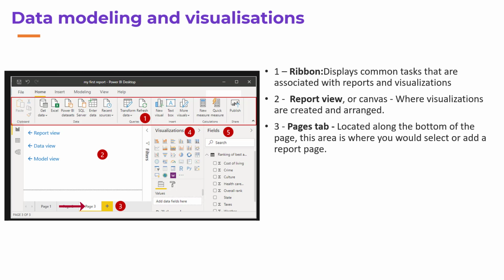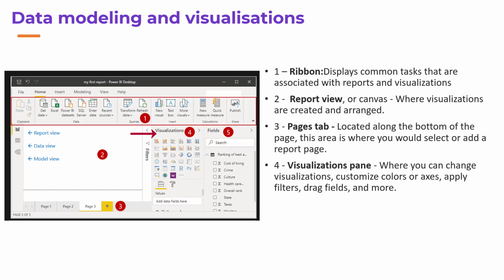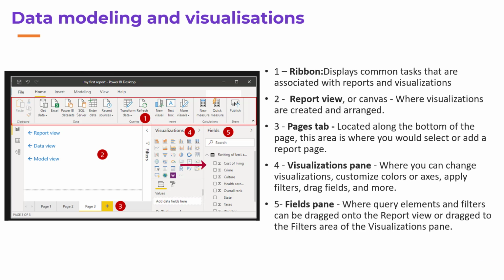3. Pages tab located along the bottom of the page. This area is where you would select or add a report page. 4. Visualizations pane, where you can change visualizations, customize colors or axes, apply filters, drag fields, and more. 5. Fields pane, where query elements and filters can be dragged onto the report view or dragged to the filters area of the visualizations pane.